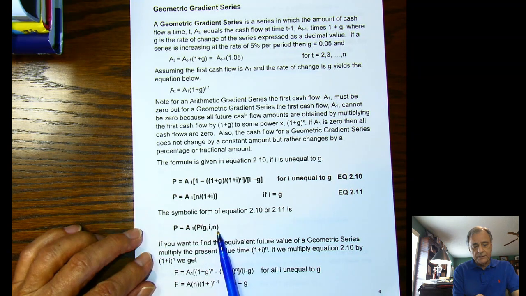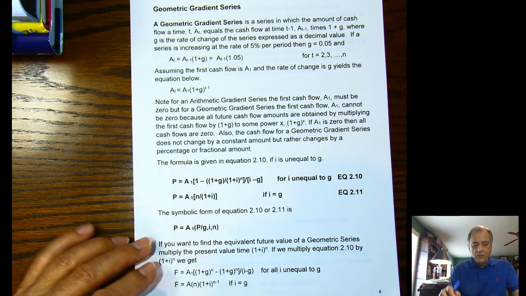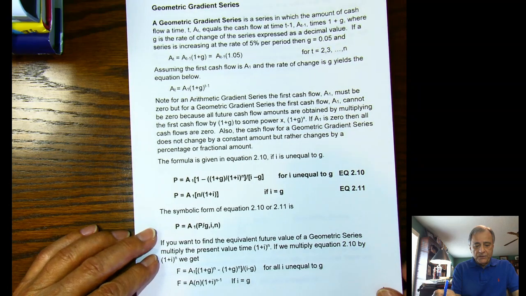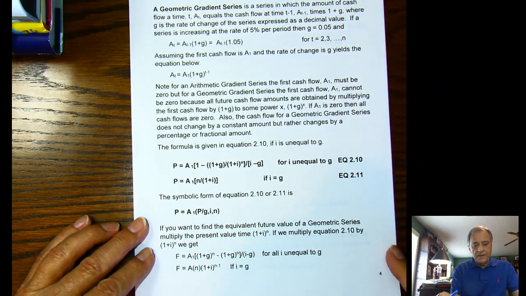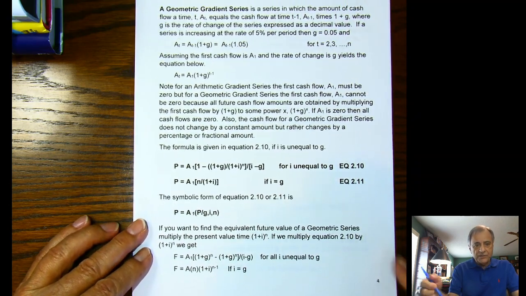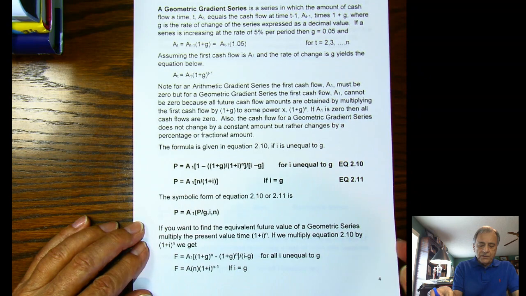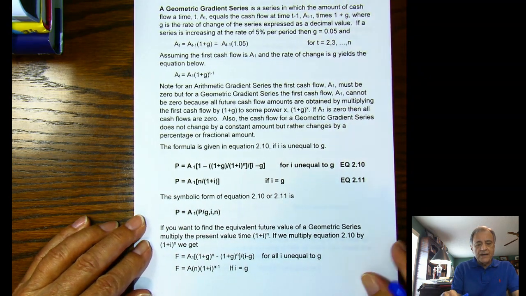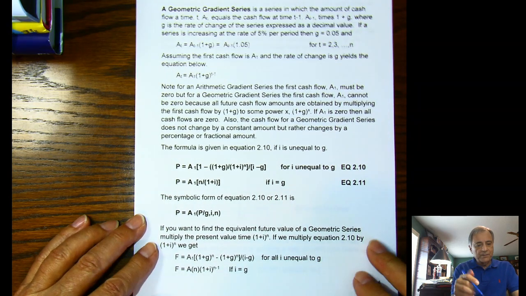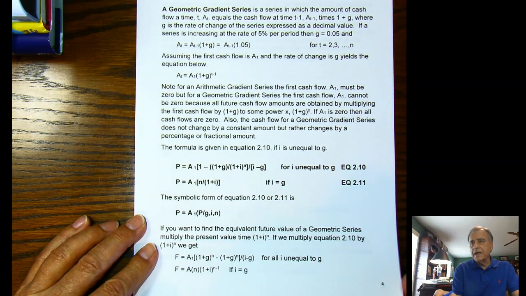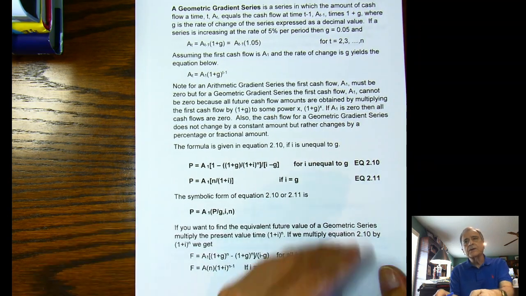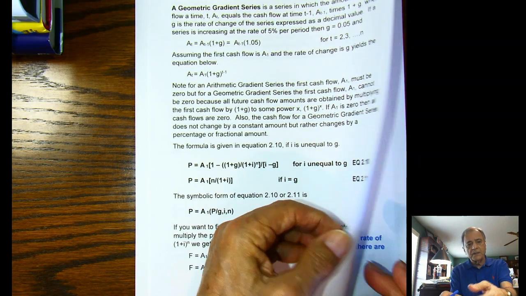Now, if you want to find the future value of a geometric gradient series, this is the formula if i is unequal to g, and this is the formula if i is equal to g. So certainly, if you know the present value, you can get the future value simply by multiplying through by (1 plus i) to the n. That much we learned in the previous class.